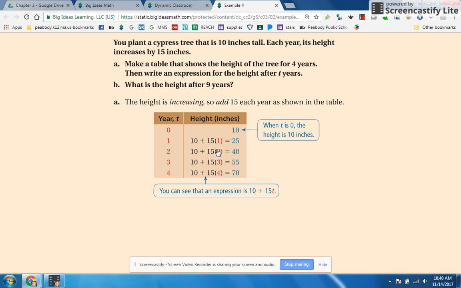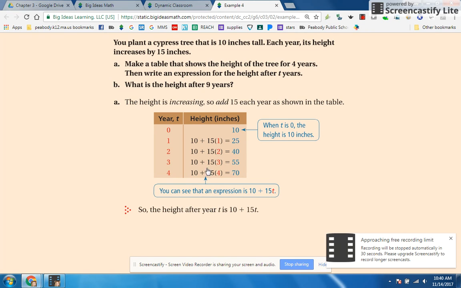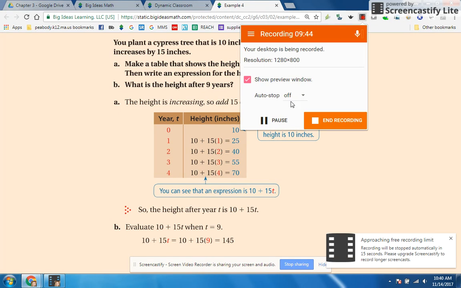So the general rule is you're taking the 10 that it originally was, and you're adding it with 15 inches times however many years. So if you wanted to figure out how tall it would be in 9 years, which is question B, instead of continuing the chart, you can just do 15 times 9 and add 10 to it. So 15 times 9 is 135, plus 10 is 145. So that's how you would solve a problem like that.